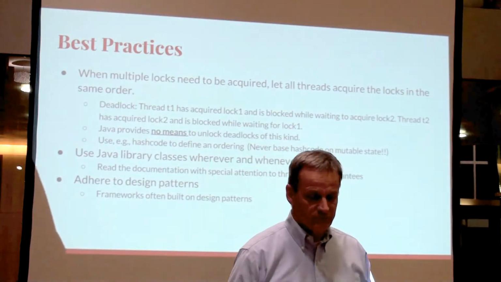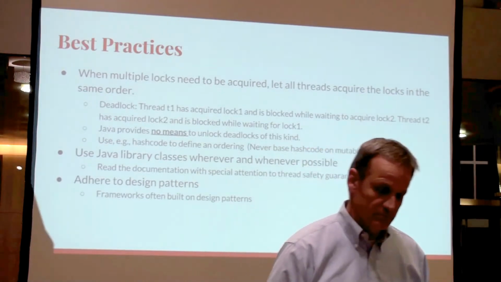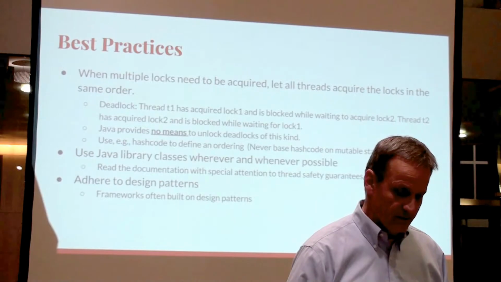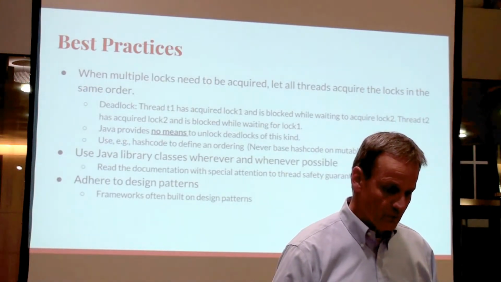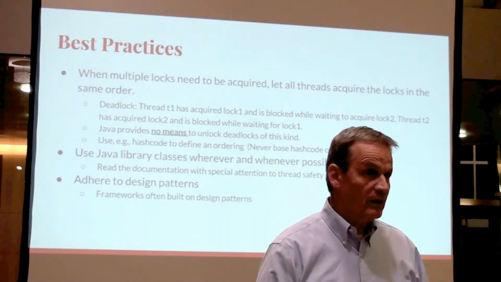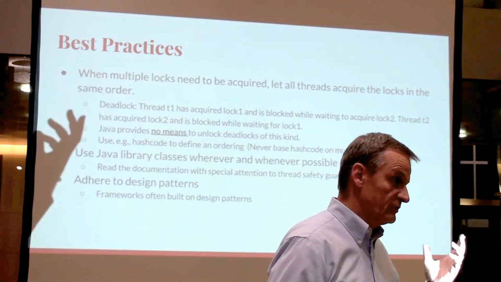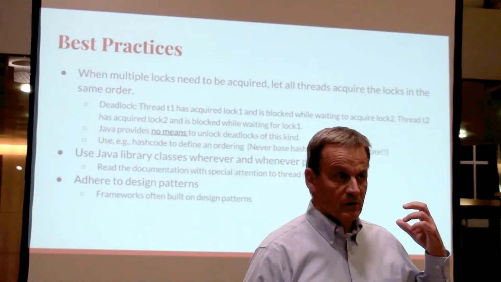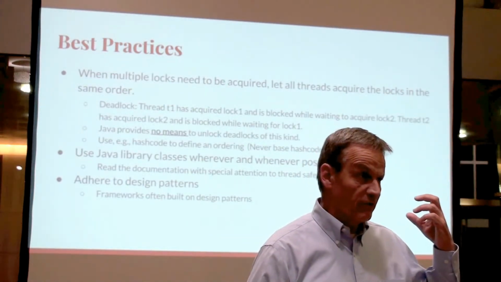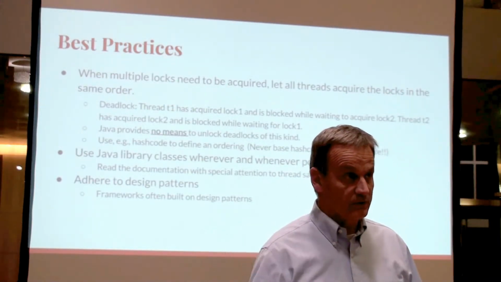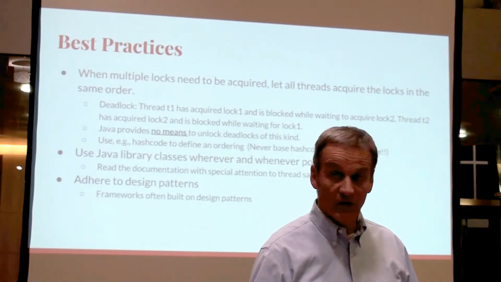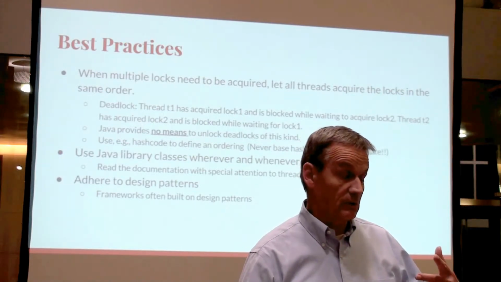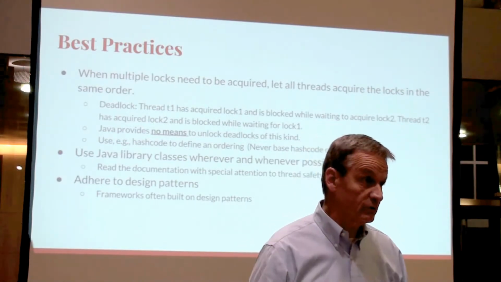There are so many different practices, and there are books about this. One that struck me as pretty useful was, sometimes you have to acquire multiple locks. Let's say you're going to transfer some money from one account to another account. You have to first acquire the lock of the account that you're transferring money from, and then you acquire the lock of the account that you're transferring money to. Now you have to acquire two locks before you can do the transfer.